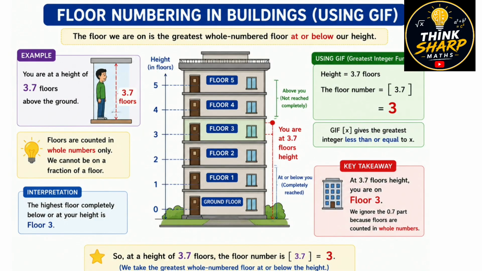Now the next example we will take is floor numbering in buildings, where we are using the GIF concept. The floor we are on is the greatest whole numbered floor at or below our height. For example, you are at a height of 3.7 floors above the ground. Floors are counted in only whole numbers. We cannot be on a fraction of a floor. So what we will say is, how many floors are below me? That is 3 floors, right? So here we are using the concept of GIF.